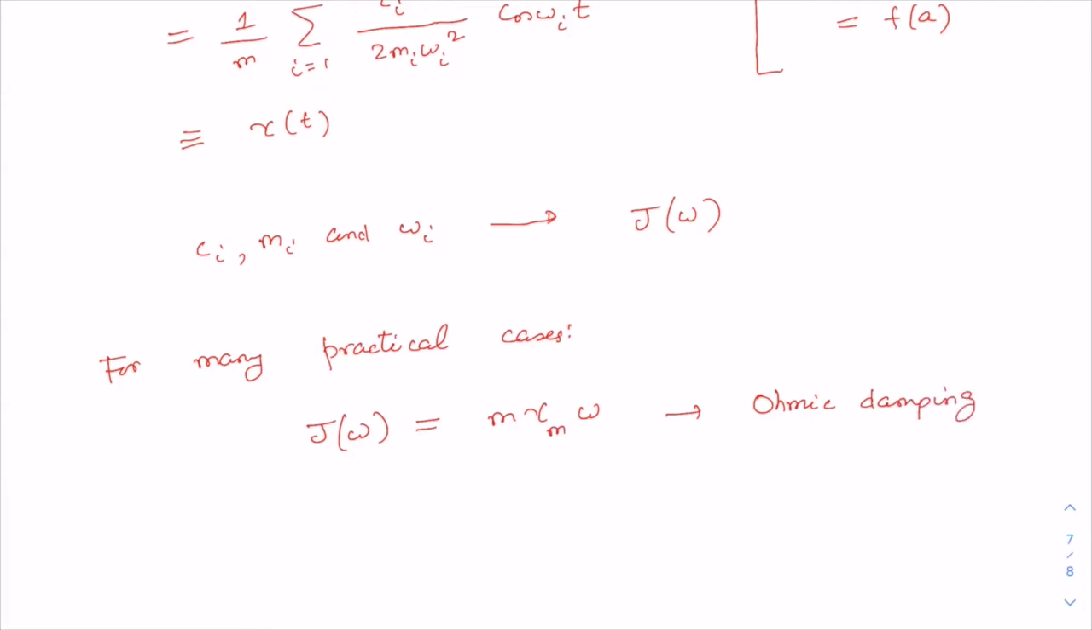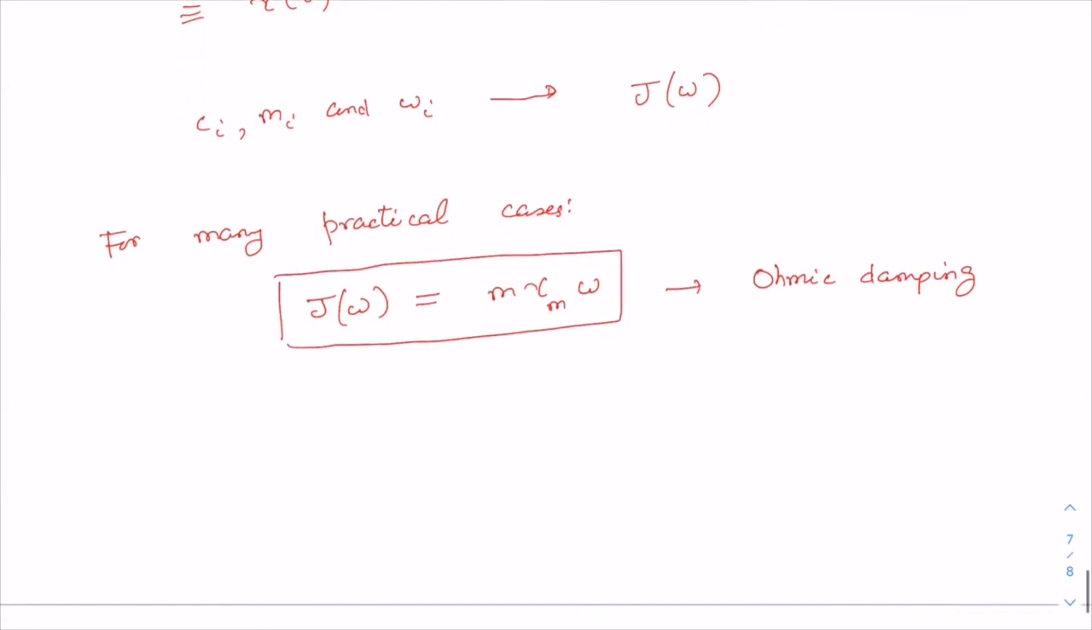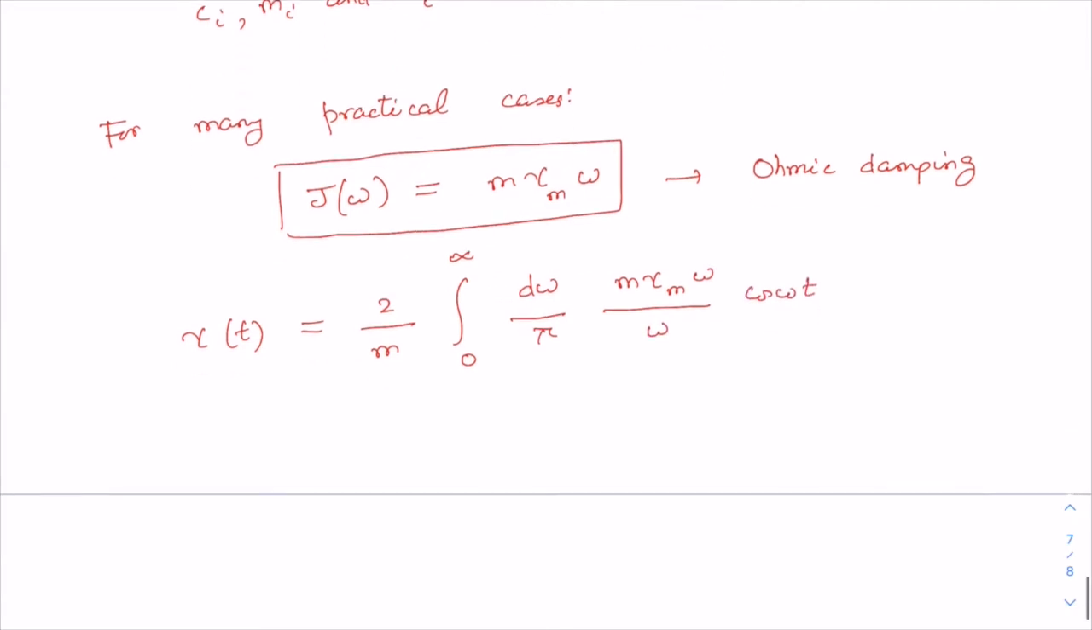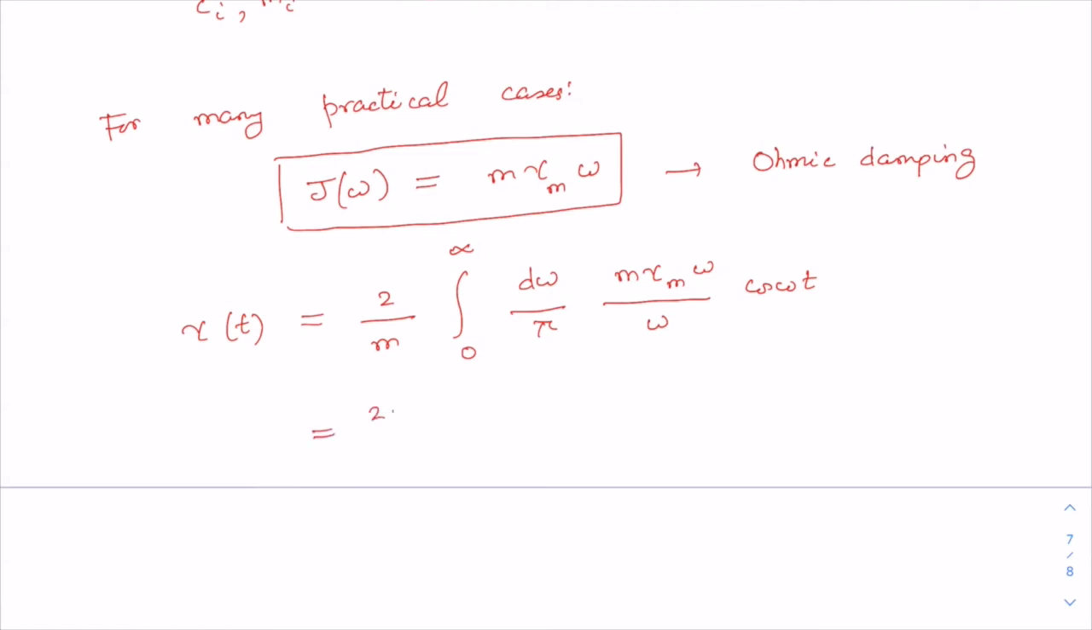Now if I take my bath spectral density to be of this form, then you will see that the memory function gamma of t takes a simple form. In terms of J of omega, it is 2 by m, integral 0 to infinity d omega by pi, and here J of omega we are now choosing as m gamma m omega, divided by omega, cos omega t. This I can write as 2 gamma m by pi, integral 0 to infinity cos omega t d omega.